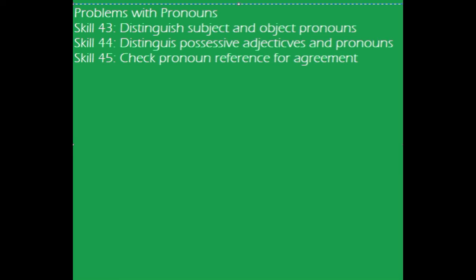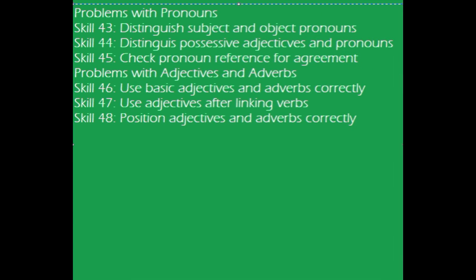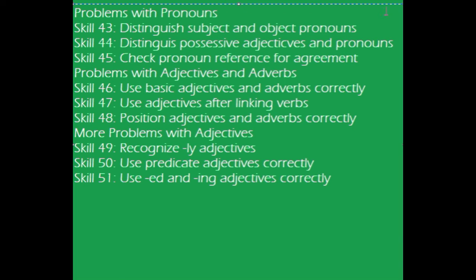Then we continue. The next skills are these ones. Problems with adjectives and adverbs. Use basic adjectives and adverbs correctly. Use adjectives after linking verbs. Position adjectives and adverbs correctly. And we continue with recognize ly adjectives. It's not necessarily true that words ending with the suffix ly are adverbs. Then we use predicate adjectives correctly and use ed and ing adjectives correctly. So it's the present participle and the past participle working as adjectives.